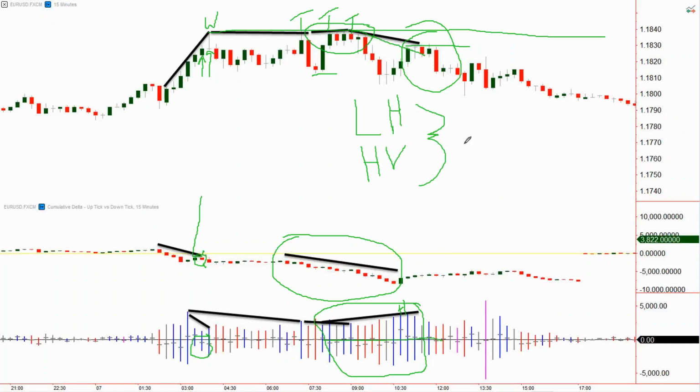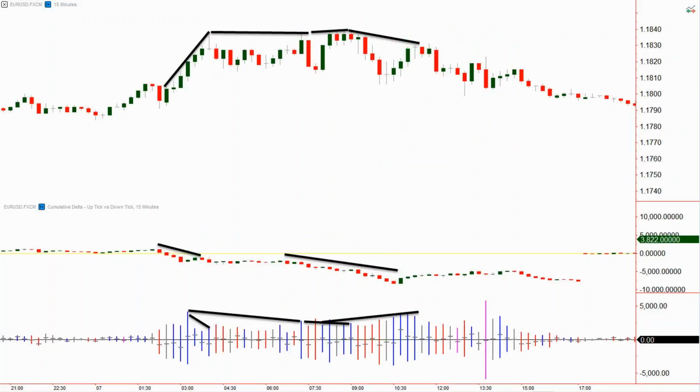And what does that equal? Hidden divergence. And what happens after hidden divergence? The market goes down. In this case, because it was on the highs. Any questions?